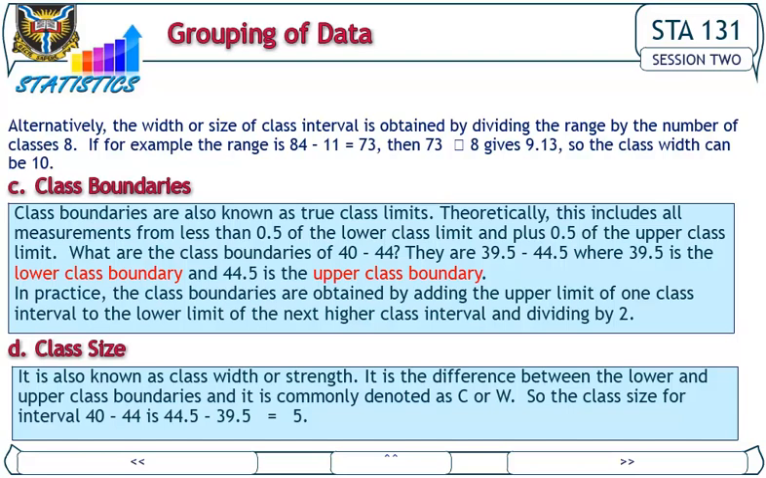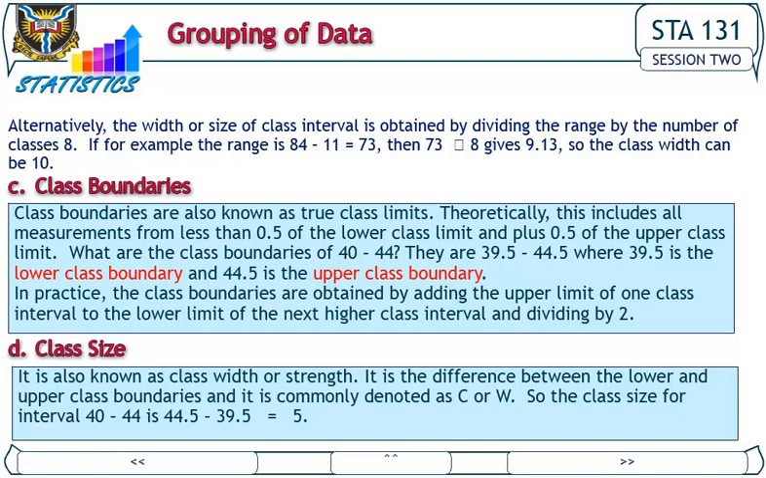C. Class boundaries. Class boundaries are also known as true class limits. Theoretically, this includes all measurements from less than 0.5 of the lower class limit and plus 0.5 of the upper class limit. What are the class boundaries of 40 to 44? They are 39.5 to 44.5, where 39.5 is the lower class boundary and 44.5 is the upper class boundary.